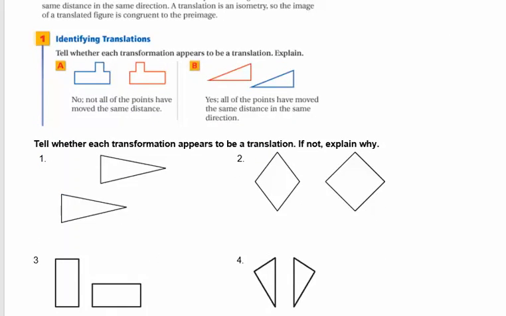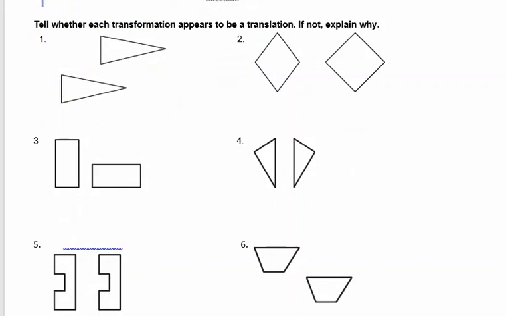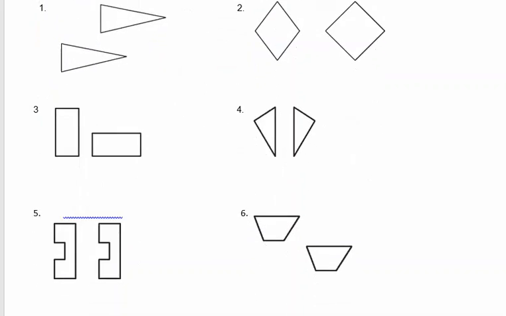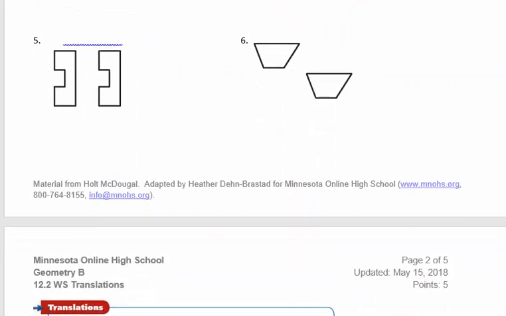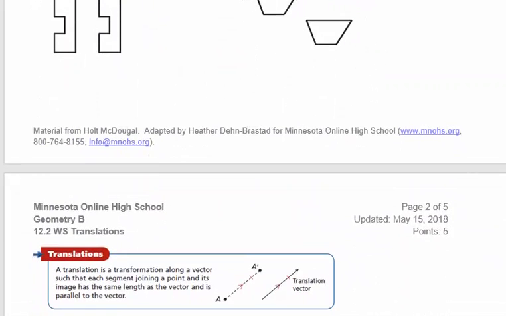For the first section, you just have to answer yes or no whether or not the figure appears to be a translation. If it's yes, you can just write yes. If it's no, say what's wrong with it, that it's not a translation. If it is a different size, it's not a translation. If it's been reflected, it's not a translation. If it has been stretched or shrunk or rotated, it's not a translation. They need to be the same size, the same shape, but have moved left, right, up, or down, or a combination of those.